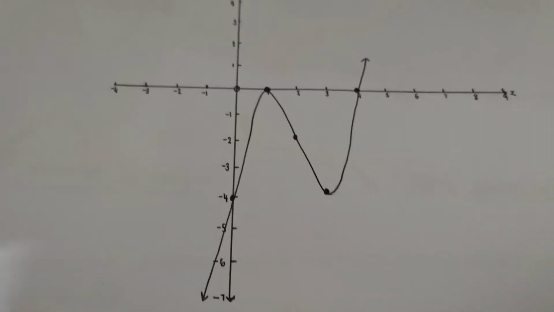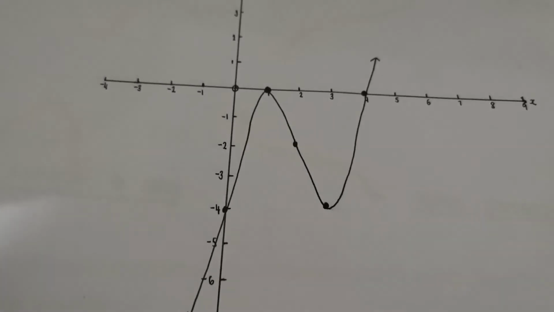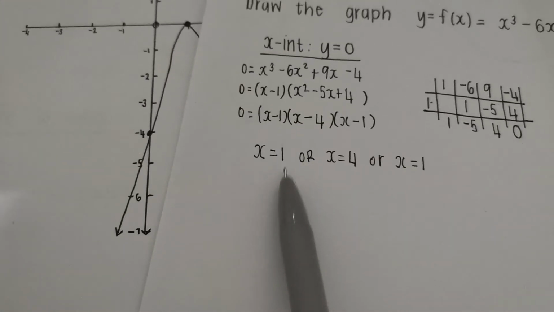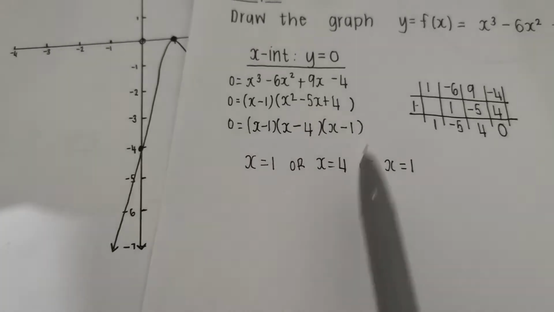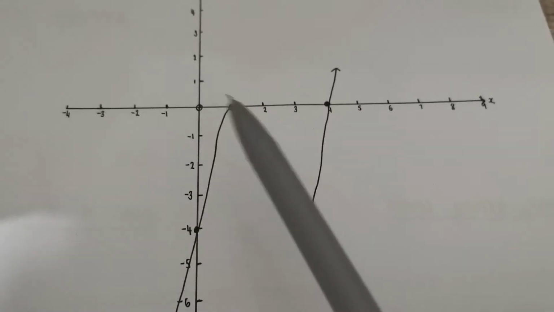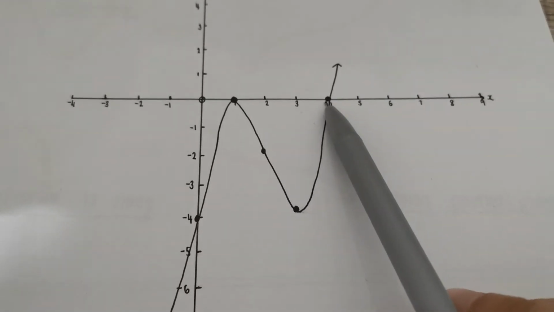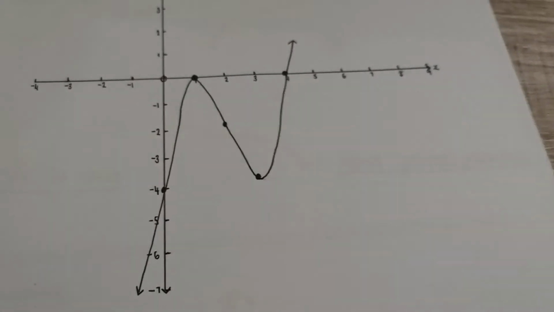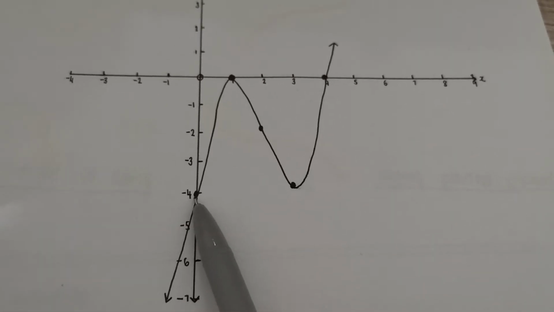Okay, it was a bit difficult to actually draw it while holding the phone in my hand, but anyway, remember we had the point 1 as our x-intercept, 4 as our x-intercept, 1 as our x-intercept. I went ahead and I plotted 1, 1, and 4. We had our y-intercept to be negative 4. That's what I did over here. Y-intercept at negative 4.